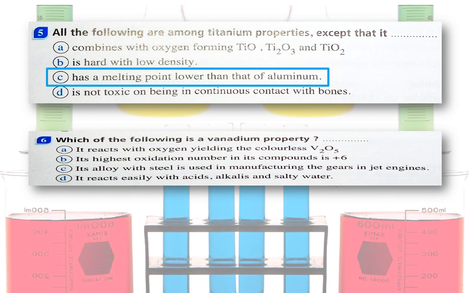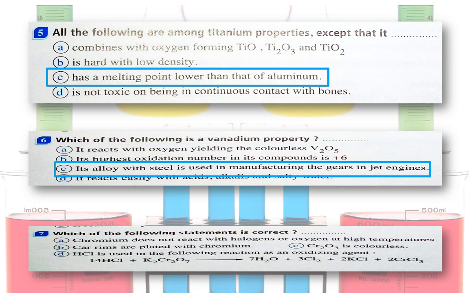Another question here. Which of the following is a vanadium property? Okay, you think we have different properties of vanadium, but we have here a property except it makes an alloy with steel used in manufacturing the gears in jet engines. It's a property characteristic of vanadium as it gives a high oxidation state or high ability to not be oxidized with air.